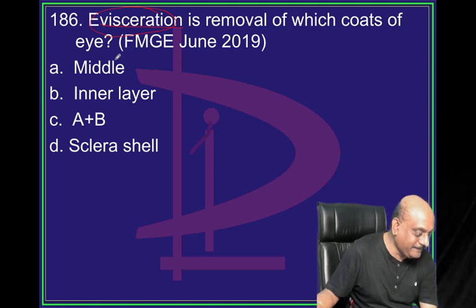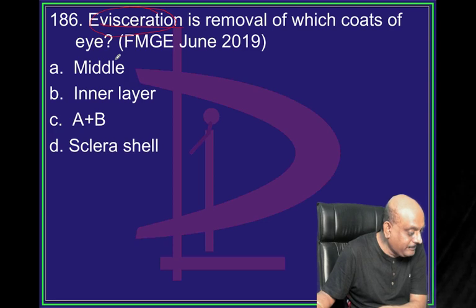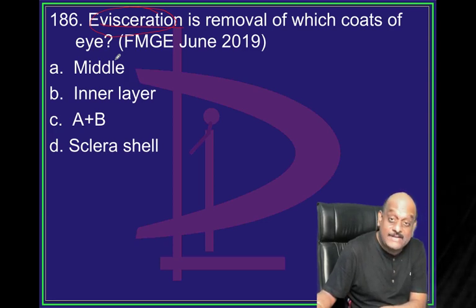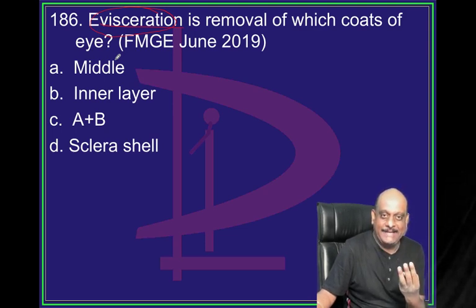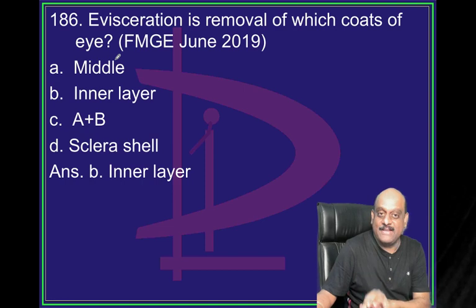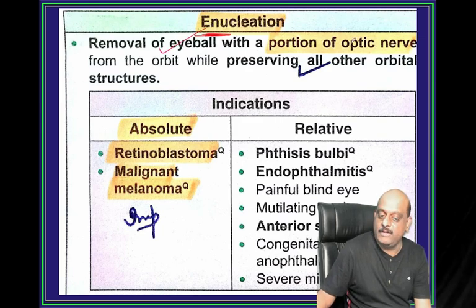Punch your answer. So Life is Good is proposing A plus B. Shweta also. Nayomani says scleral shell. At least today I have an opportunity. The wedding is in 3 days, an opportunity to correct before the wedding. Enucleation, removal of the eyeball with a portion of optic nerve from the orbit.